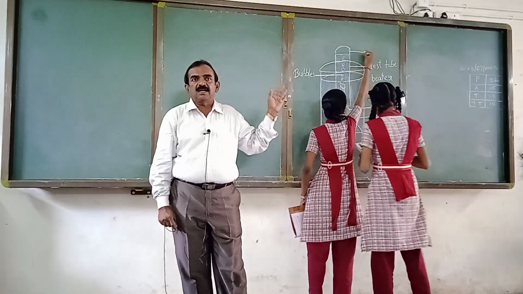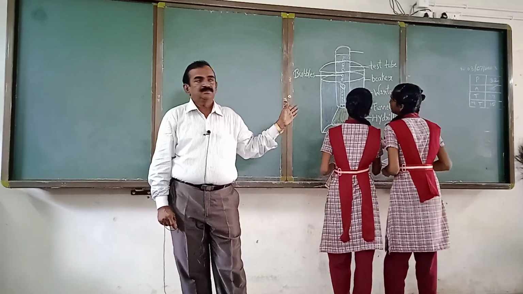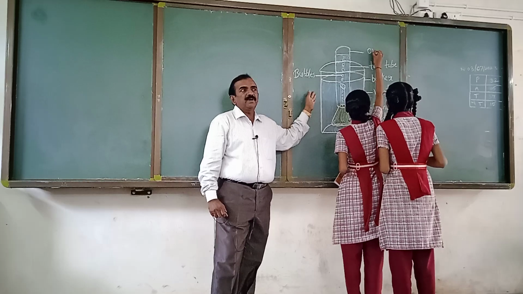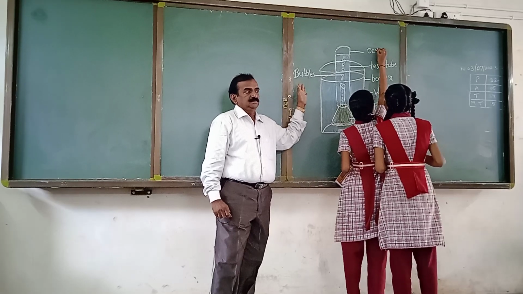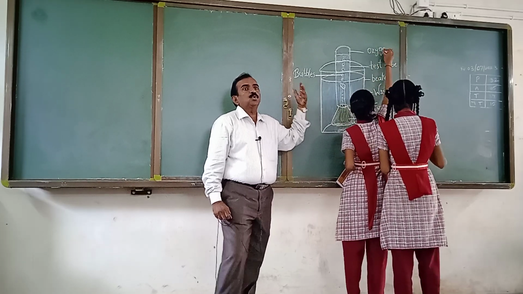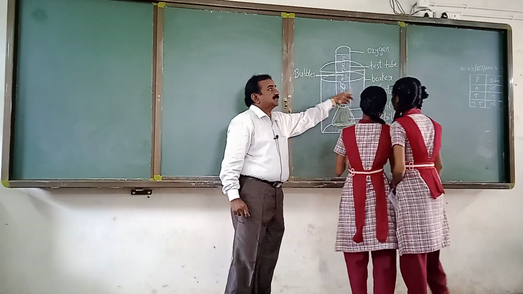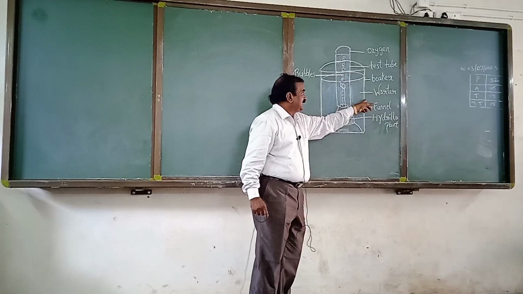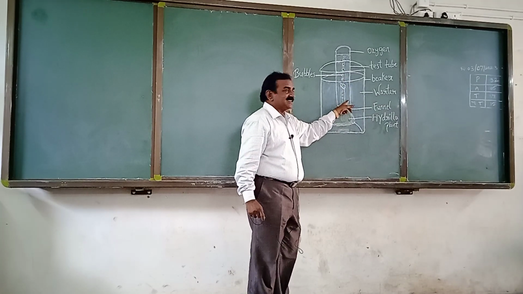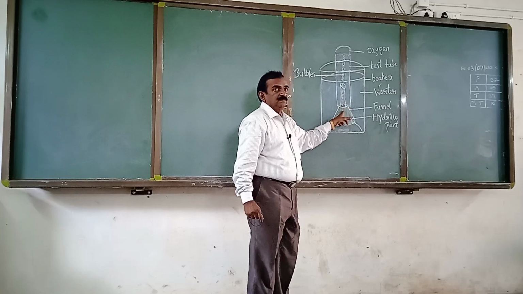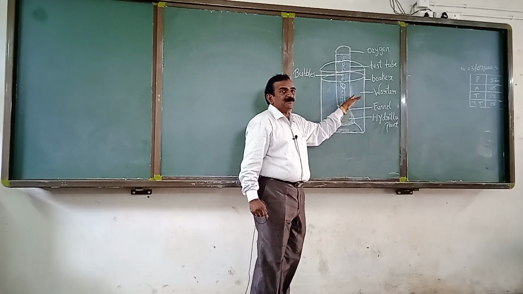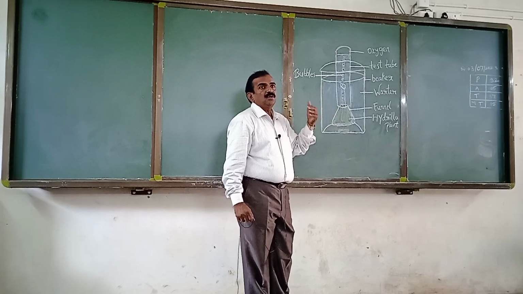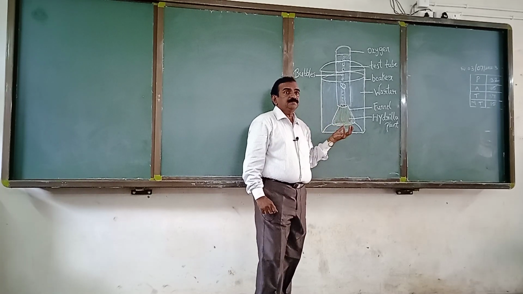Your classmates are drawing only one diagram, which is only one setup. But we need to take how many setups? 2 setups. 2 glass beakers, 2 test tubes. This is the glass beaker, this is the test tube, and this is the funnel. And in the glass beaker we need to take what? Water.